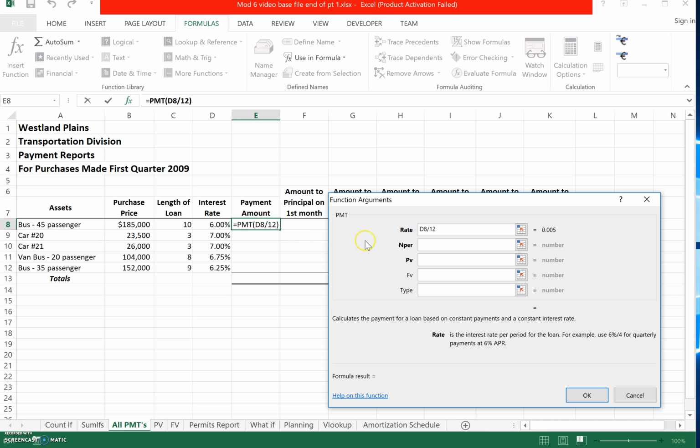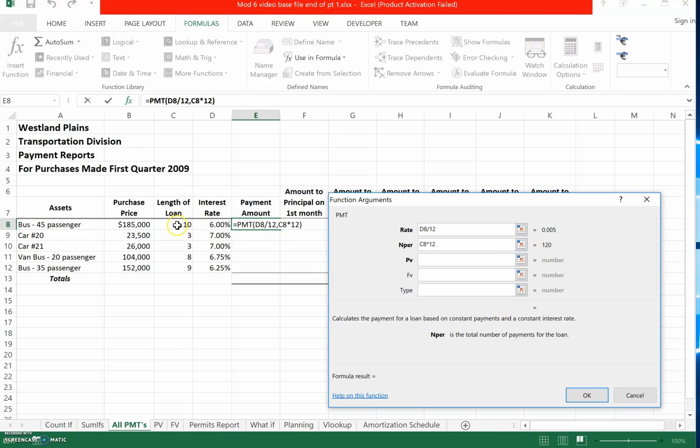Okay? This is a reference, by the way. We're referencing this cell. The number of periods, number of payments. Well, the length of the loan is 10 years. How many payments are you going to make over the 10 years? Well, it's 12 payments per every single year. So this one I'm going to multiply by 12 to have a total of 120 monthly payments.